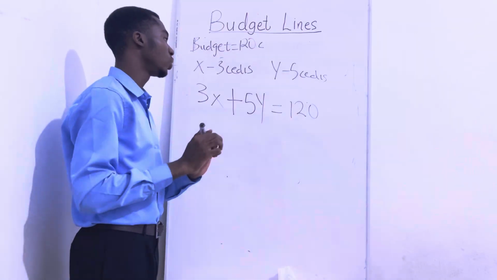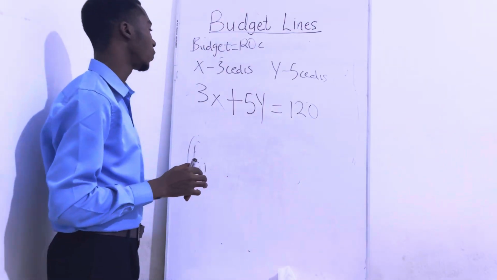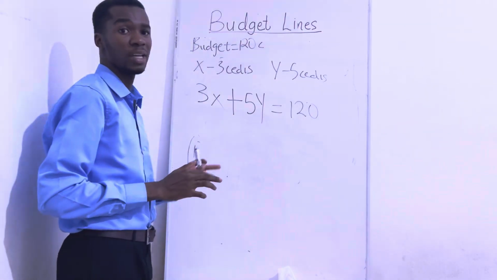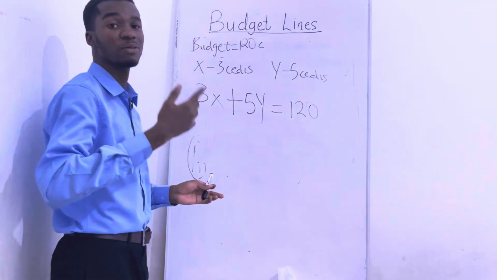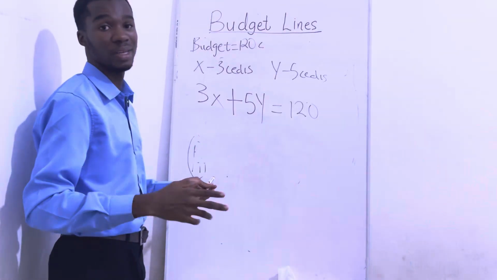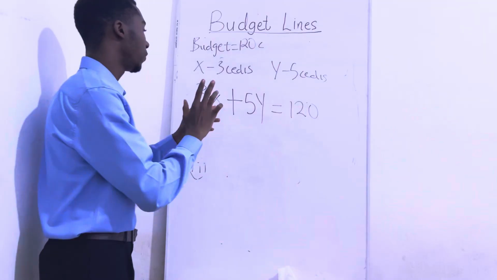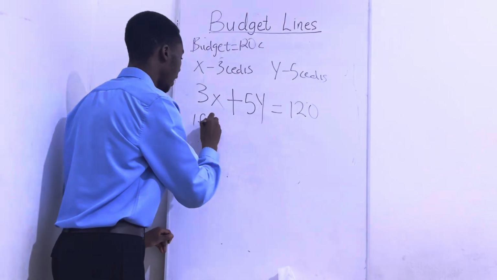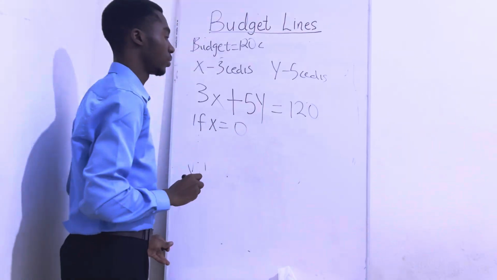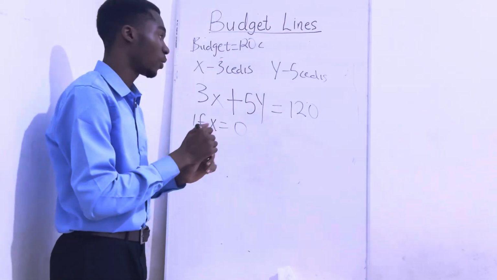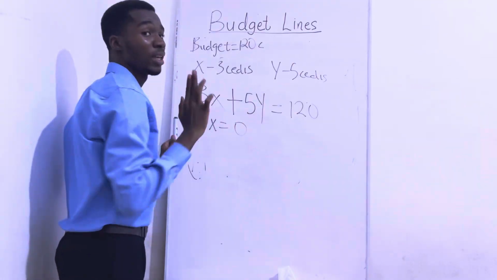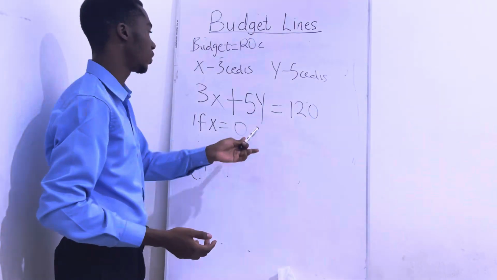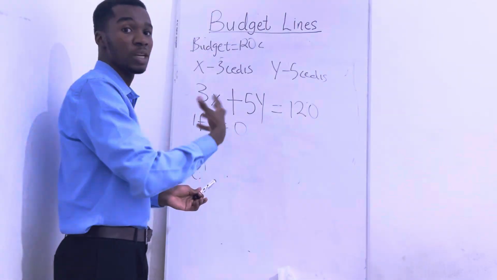So now in doing that, what you're going to do is find X and Y. And you can only do that if you assume that X is a particular number and Y is a particular number. And they have to be the same. So we always use 0 to make it easier. So for the first one, you're going to say if X is equal to 0, then you find Y. Then after, you're going to say if Y is equal to 0, find X. You can assume that if X is equal to 1, find Y. You can also assume that if Y is equal to 1, find X. But usually we use 0 to make it easier.